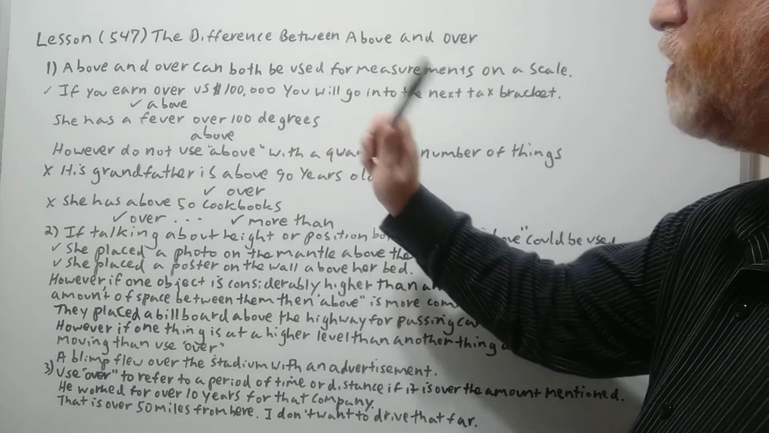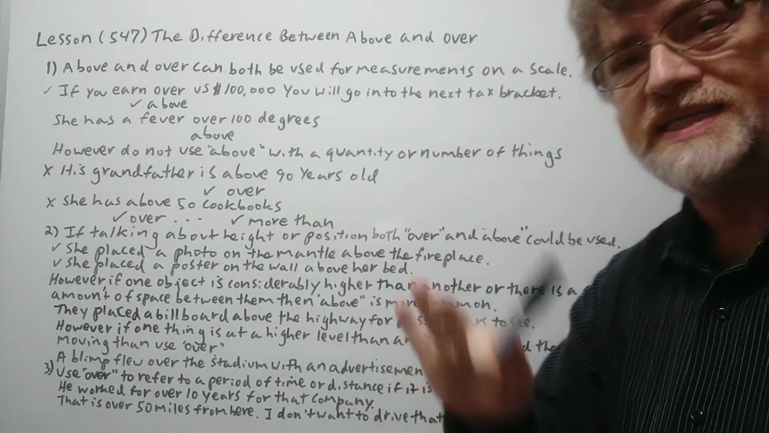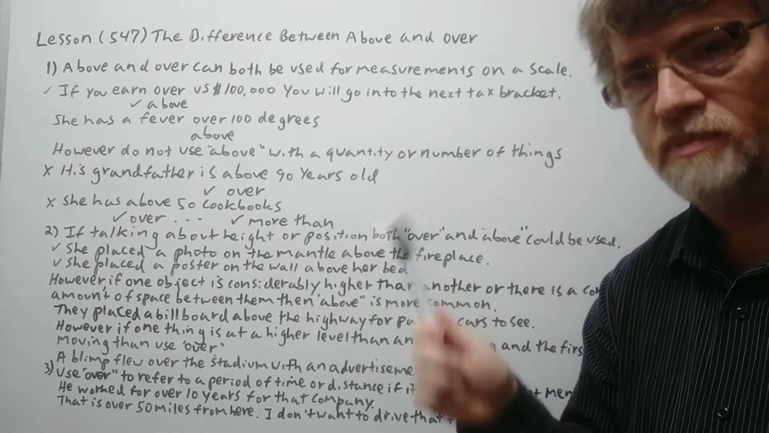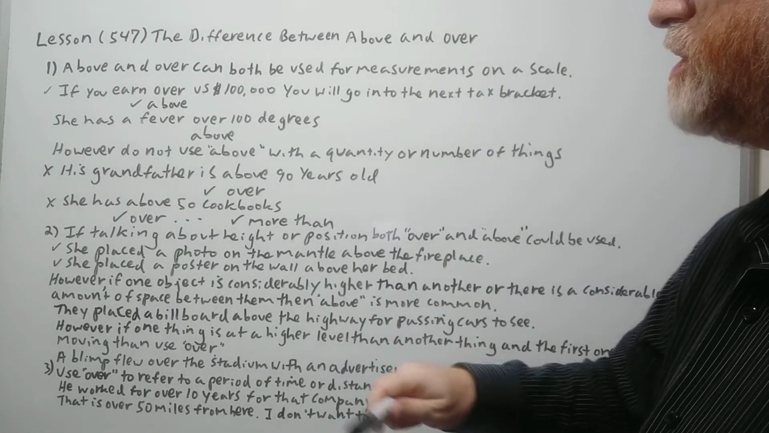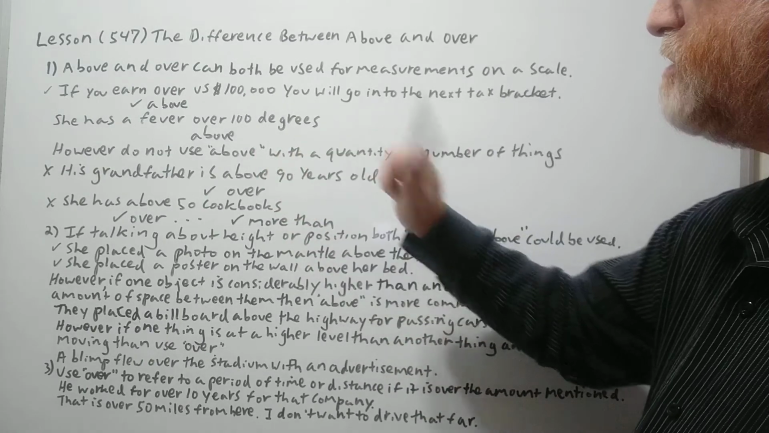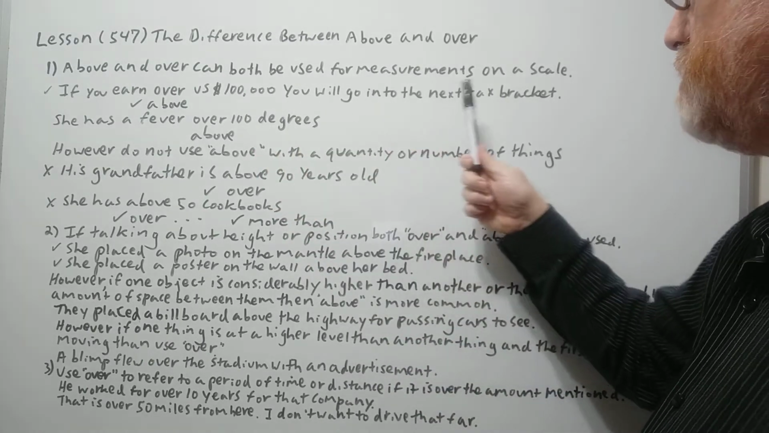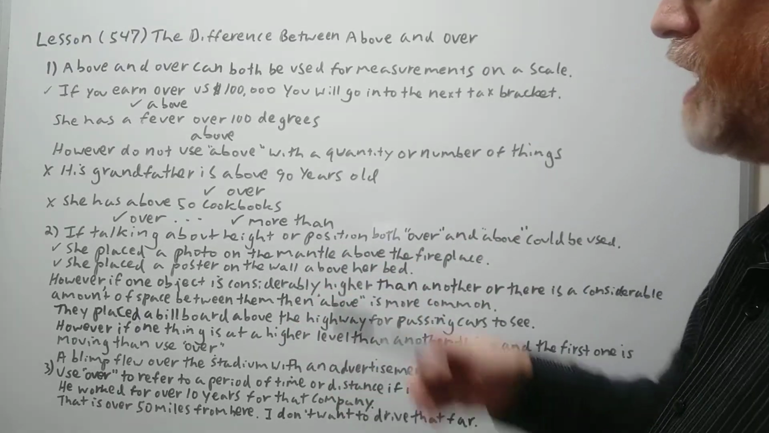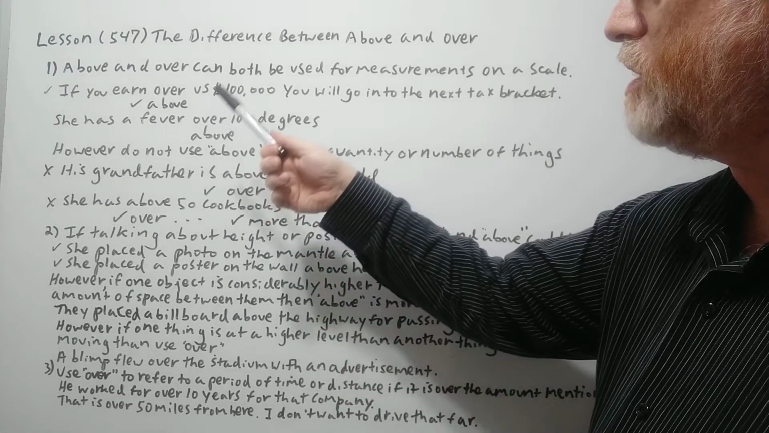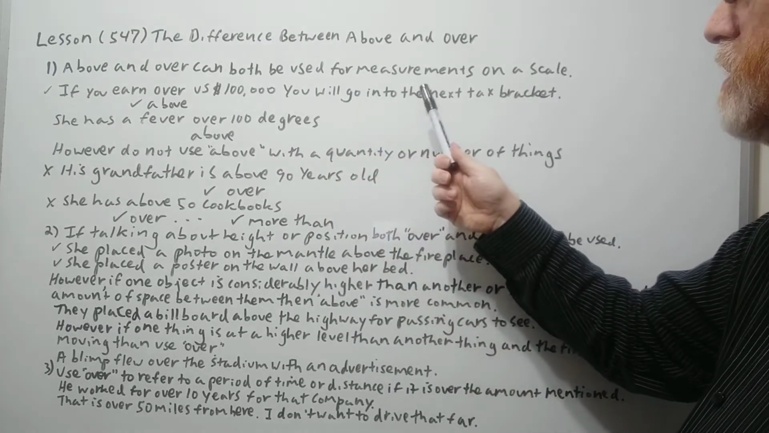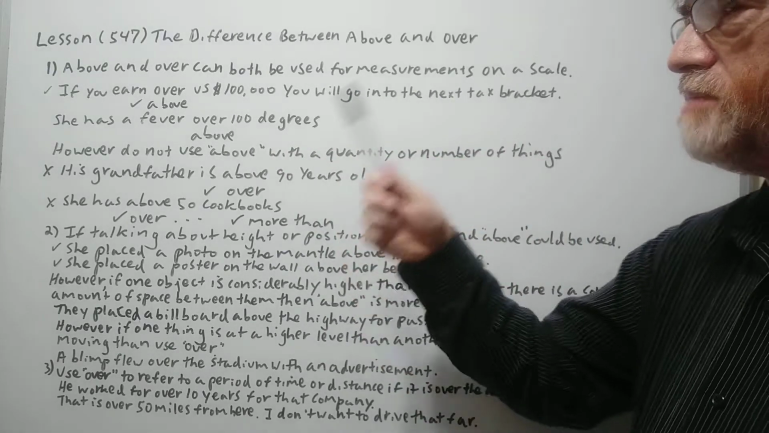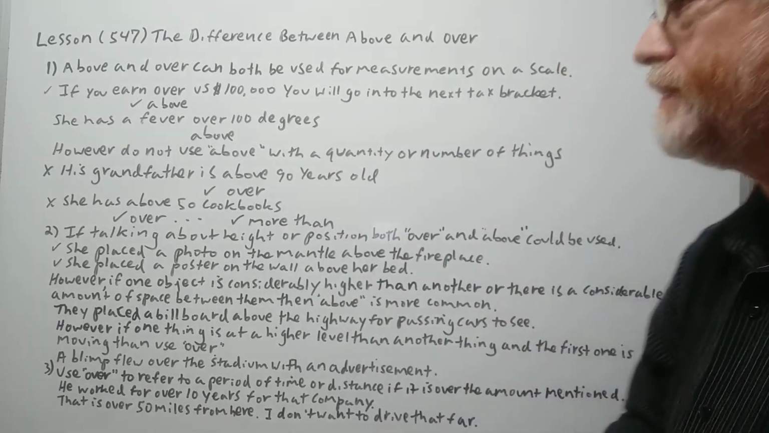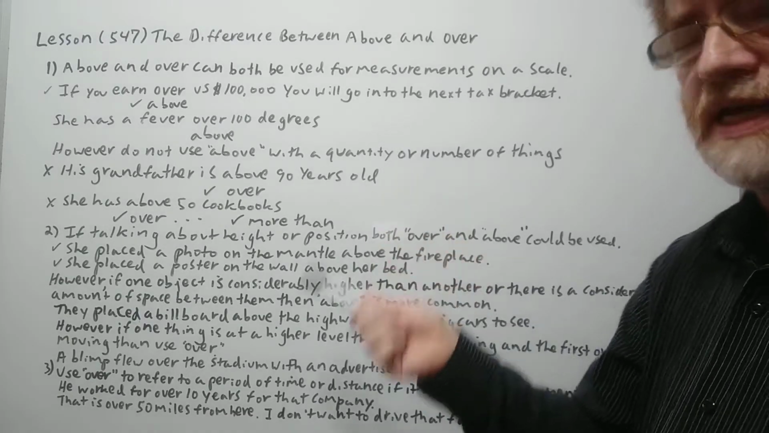Above and over can both be used for measurements on a scale. So scale is the important point here. Here's some examples. If you earn over $100,000, you will go into the next tax bracket. So that's a scale of how much you earn. You can also say, if you earn above $100,000, you will go into the next tax bracket. So they both have checks. They're both correct.